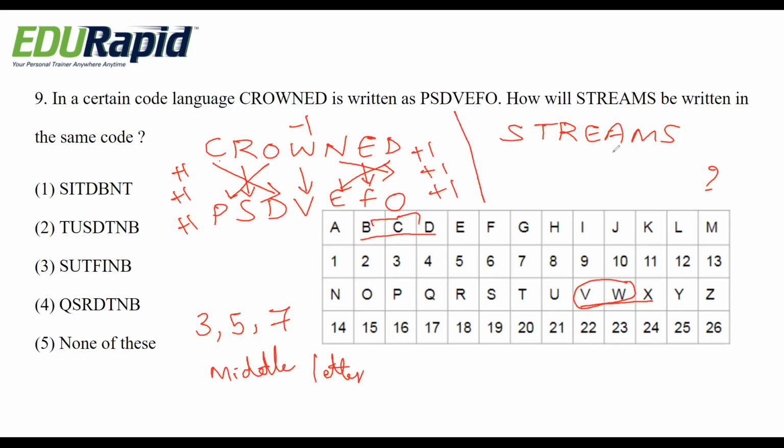The same applies to STREAMS. For the middle term E, before E, D will come. So the middle one is D.